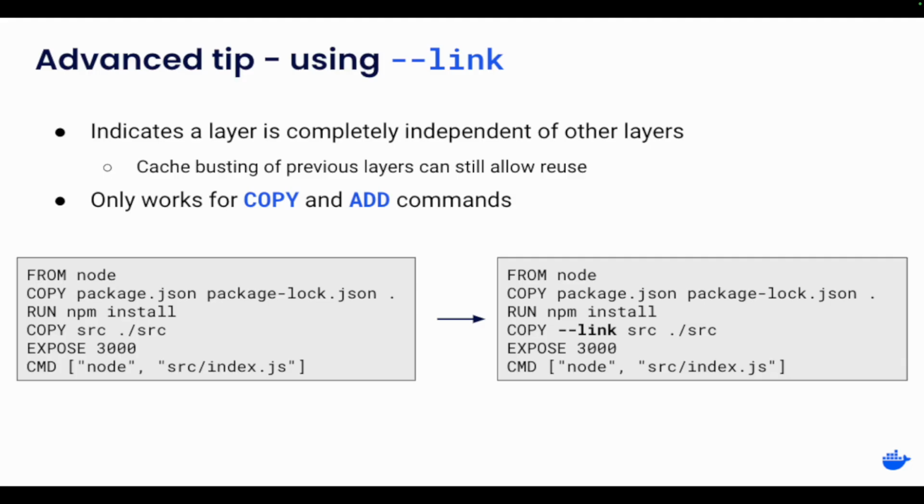And so what this is going to allow me to do is actually be able to do source code changes and copy those source code changes into each subsequent build, but not invalidate the cache, so that the cache will remain in place for the exposing of the port and for the command at the end. So this only works for copy and add commands for obvious reasons, but if you are copying in things that are not going to be part of a later step in the build, you can use the link command to keep your cache going.